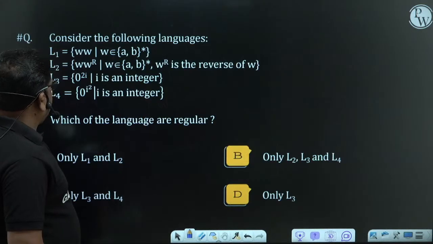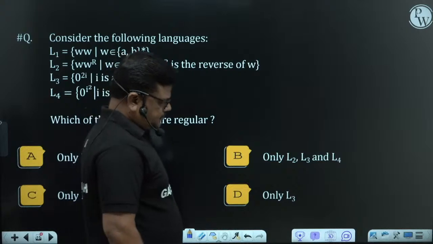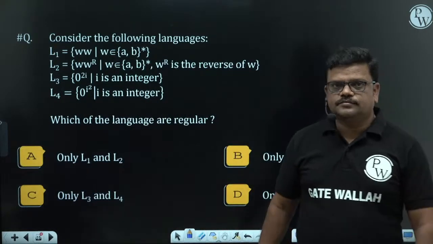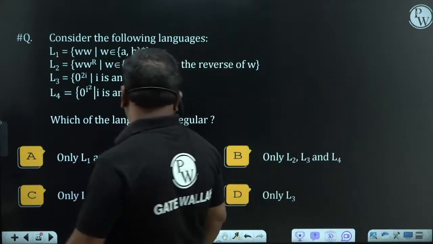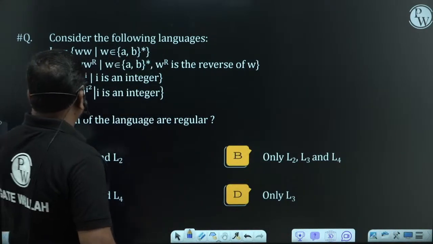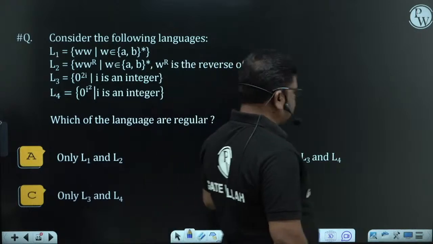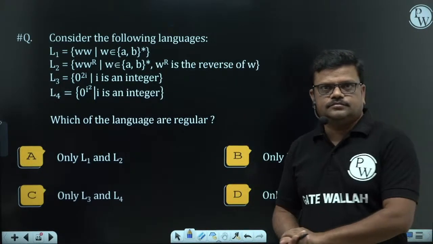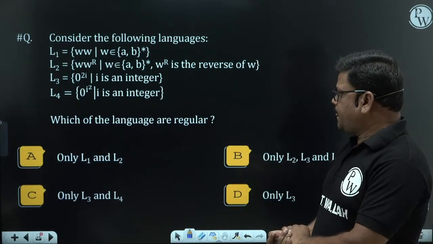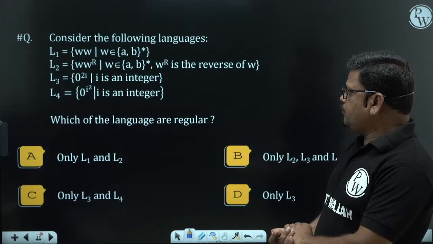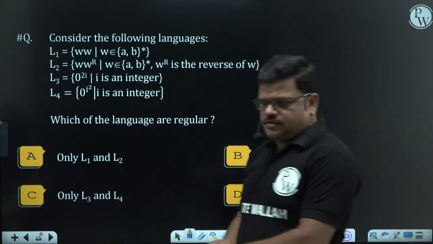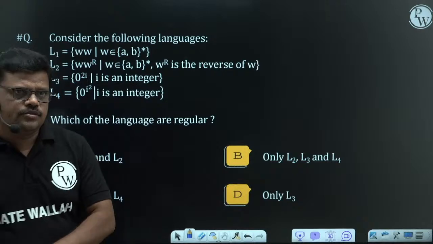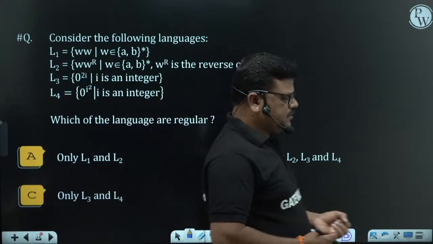Let us see some GATE questions here. This question was asked once in the GATE paper. Consider the following languages: WW power R. The question is, which of these languages are regular? We did a lot of work on regulars, so I think now we can easily detect what is regular and what is non-regular.